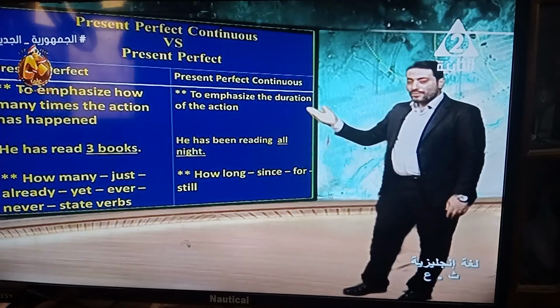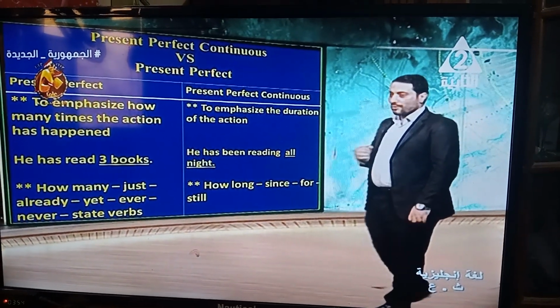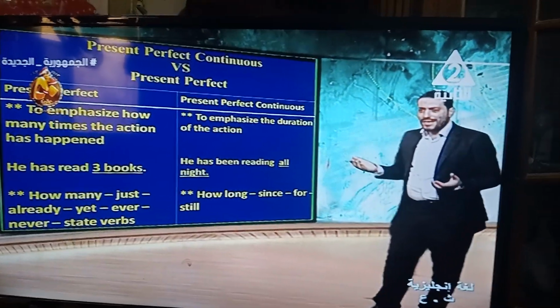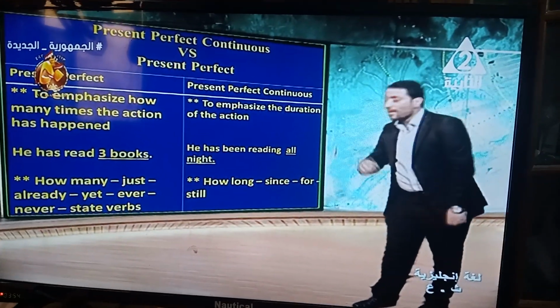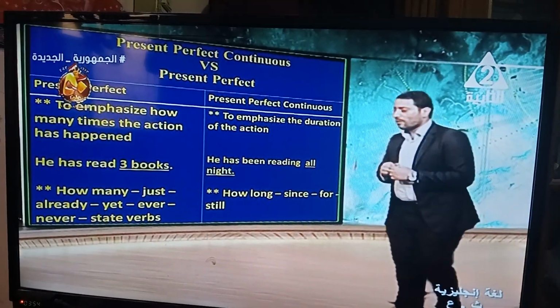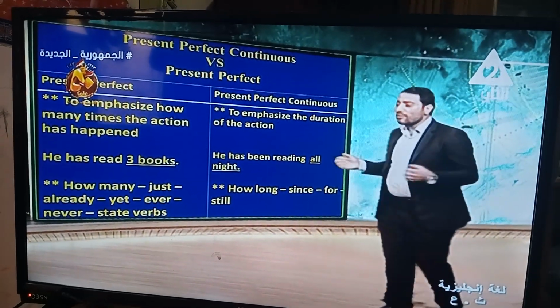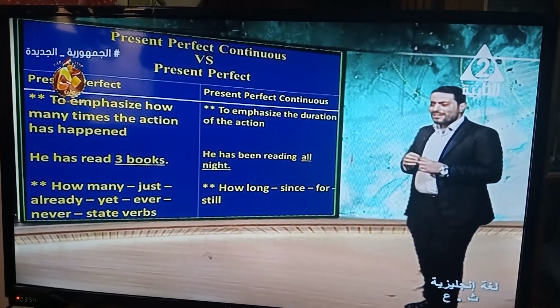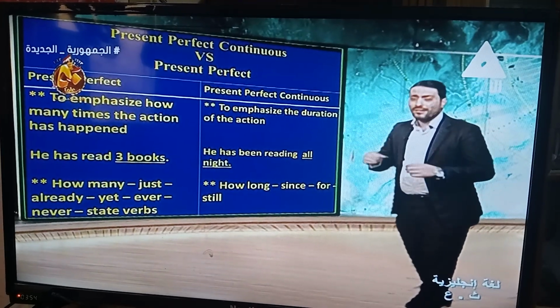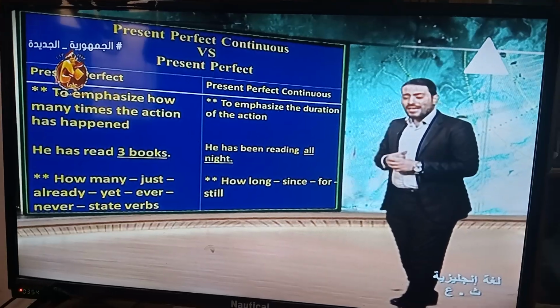For example, in the present perfect we say he has read 3 books. So how many books has he read? He has read 3 books. طب احنا هنا بنركز على عدد مرات القراءة. هو قرأ 3 مرات. But in the next example we say he has been reading all night. So هنا بنركز على الديوريشن أو الوقت اللي كان بيقرأه. هو قاعد يقرأ طول الليل. يبقى فيه هنا دل على الفترة الزمنية.